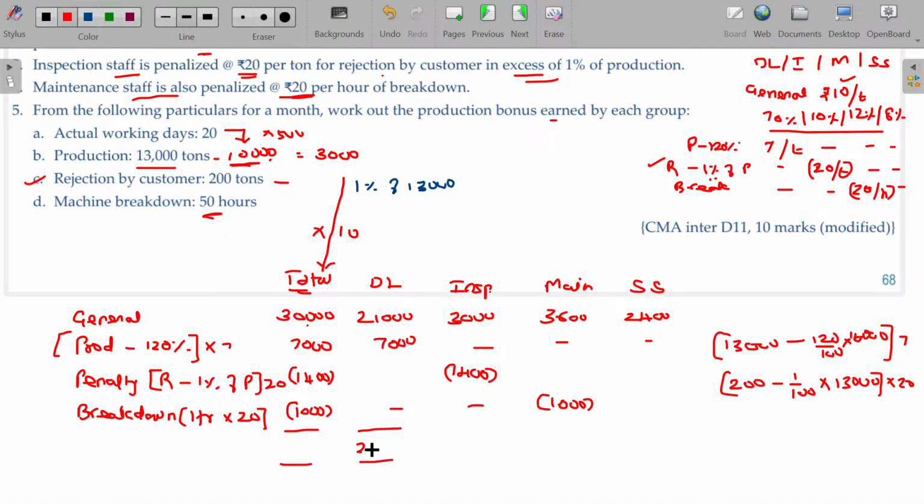So direct laborers will get 28,000 as incentive. Inspection department will get only 1,600. Maintenance department will get 2,600. And the last case being 2,400. Overall value being 34,600, I think. 34,600 is incentive payable to all the 4 categories of employees. Clear? Yeah, make a note of it.